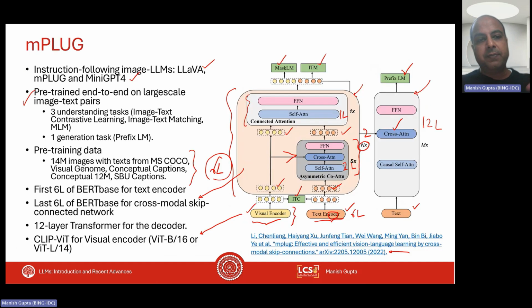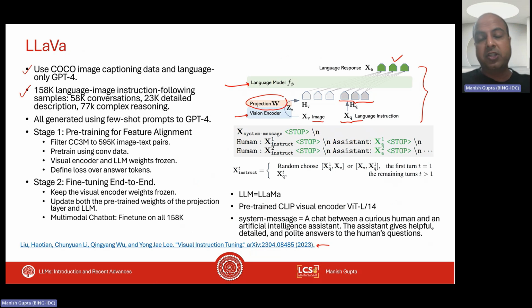Remember, all of these, mPLUG, LLaVA, MiniGPT-4, have of course been trained using the standard image-text caption data sets, but they've also been instruction tuned later using some specially made instruction tuning data. For example, in LLaVA, they created 158K language-image instruction-following samples, which contain 58K conversational data, 23K detailed descriptions of images, and 77K complex reasoning data given the image.